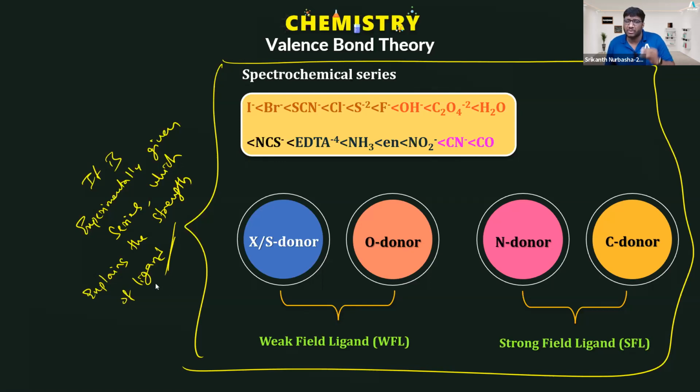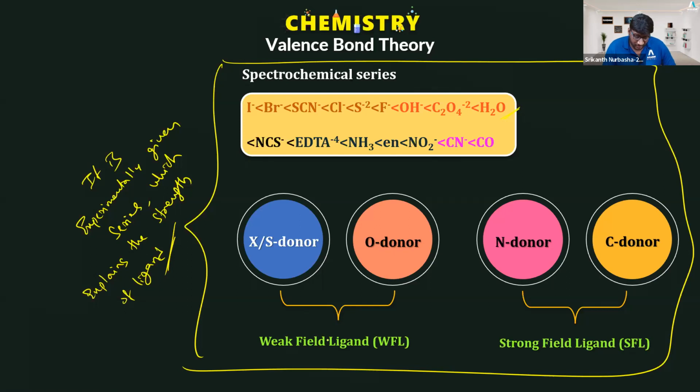Not just like that, students, because we have the ions and the ligands in the aqueous solution, with their ionic mobilities, their hydration effects, and their electronegativities. Based on all this only we get the series. It is an experimentally given series which explains the strength of ligand. Up to H2O, you have weak field ligands. NCS, EDTA, NH3, ethylenediamine, NO2, CN minus, CO, all these are strong field ligands. Generally, nitrogen donors and carbon donors are strong field ligands. Halide, sulfur, and oxygen donors are weak field ligands.